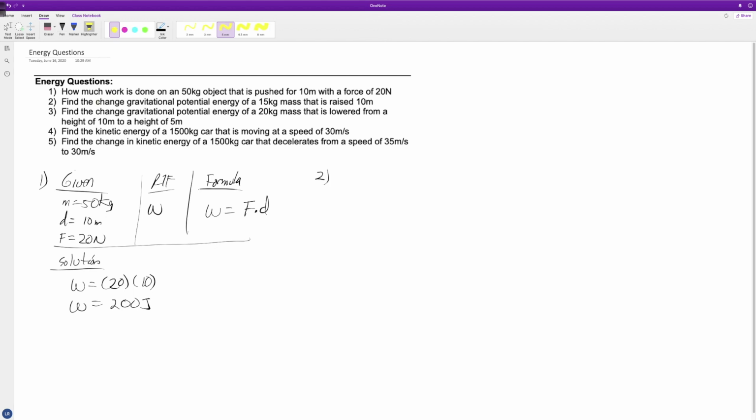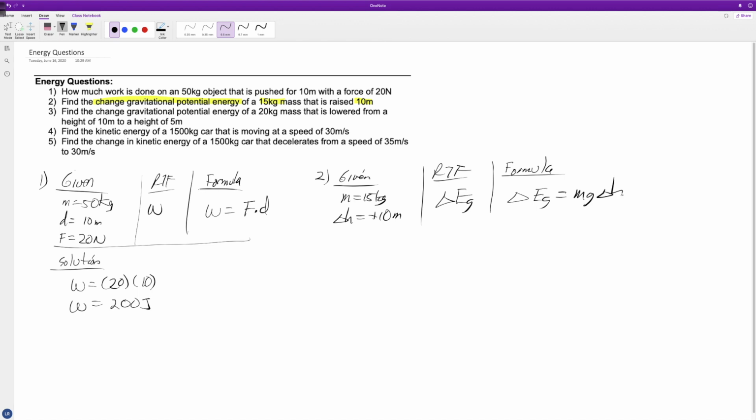Question 2. Find the change in gravitational potential energy of a 15 kilogram object that is raised by 10 meters. So we know that the mass is 15 kilograms. The change in height is positive 10 meters because it's raised. We're looking for the change in gravitational energy. The change in gravitational energy is equal to mg delta h. So delta Eg is equal to mg delta h. 15 times 9.8 times positive 10, 1,470 joules.